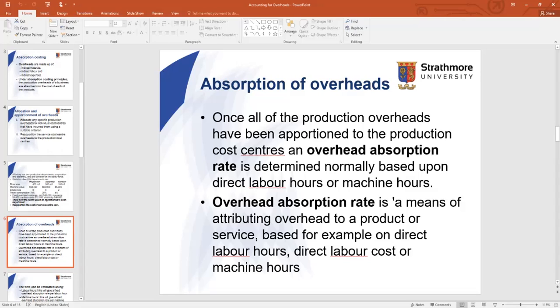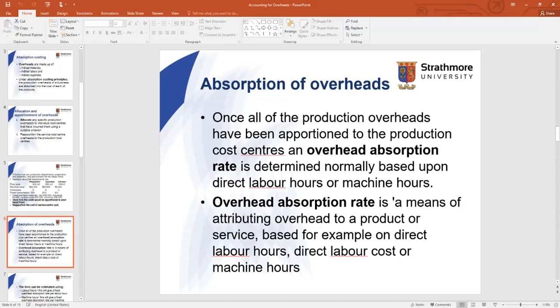Conventionally, we use what we call a predetermined absorption rate. We estimate, for example, the overhead that we anticipate we will be incurring in the next financial year. How many labor hours do we anticipate for each department? For example, in the production department, how many labor hours are we expecting within the next year, or within the next month, for instance?